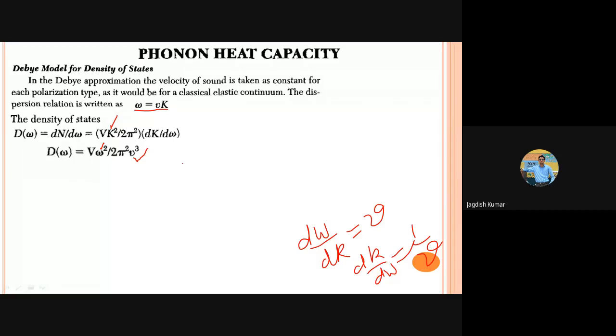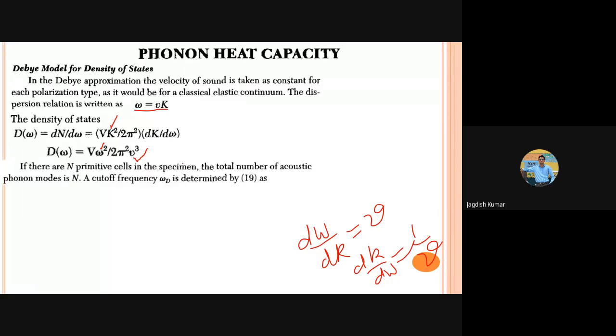So that is the density of states as per the Debye model. And then what did Debye assume? Let there be n primitive cells in the specimen. Suppose the crystal is made up of n primitive cells. Then the total number of acoustical phonon modes will be n. We already did this in the last class. So total acoustical phonon modes will be n.